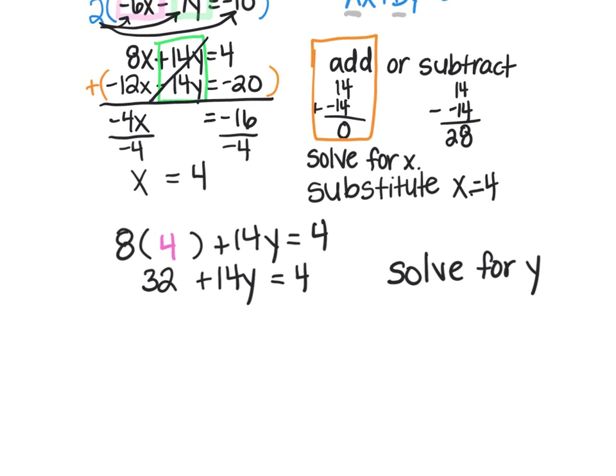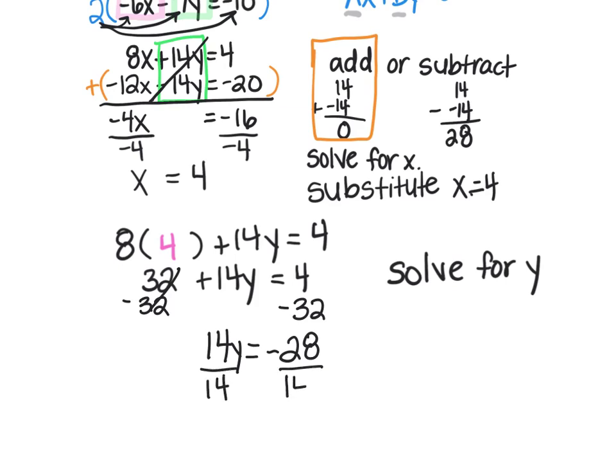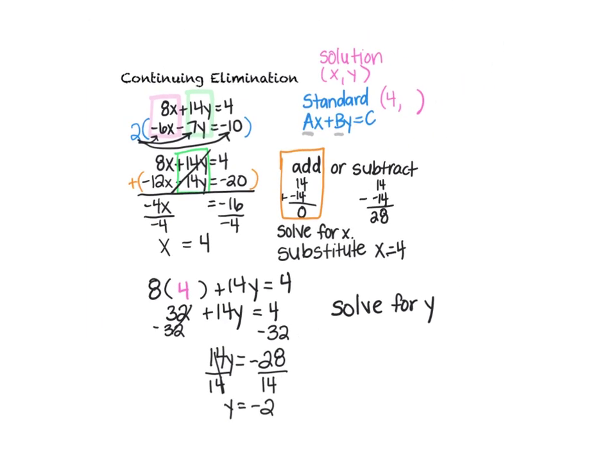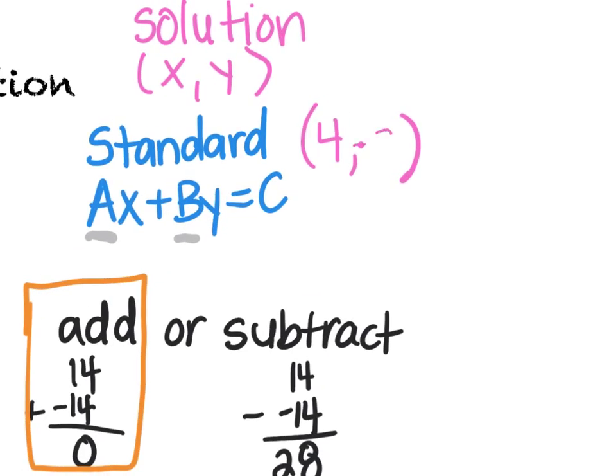Okay? So I'm going to subtract 32. So 14y is now going to equal negative 28. Divide by 14. And y equals negative 2. So my solution for this problem is 4, negative 2.